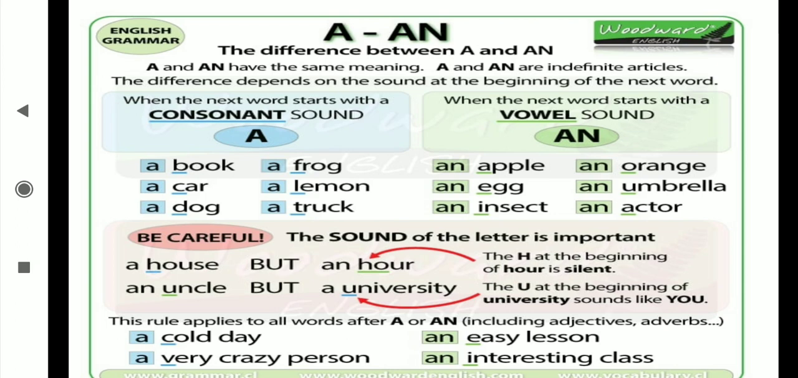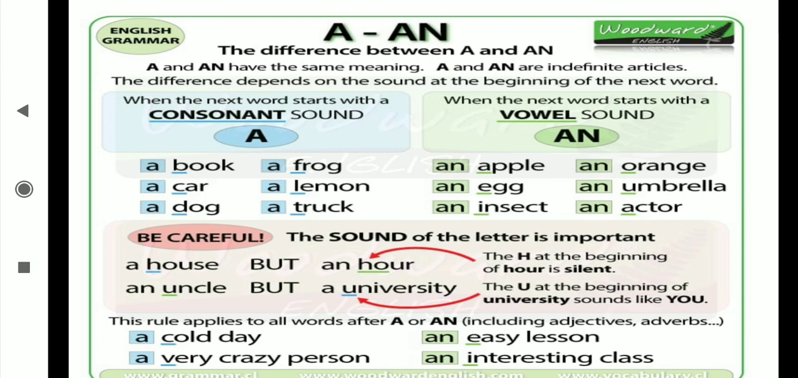And here: an apple, an egg, an insect, an orange, an umbrella, an actor. These words all start with a vowel sound. That's why we have used "an". There are some exceptions also. We have to see it carefully. That's why it's mentioned: be careful.